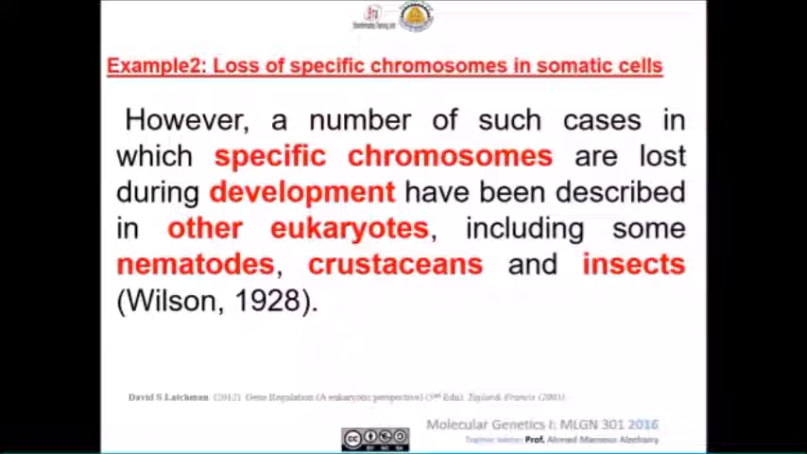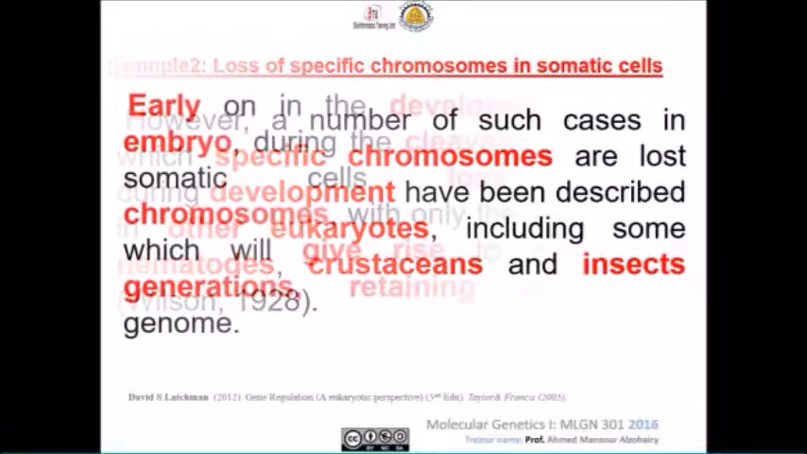However, a number of such cases in which specific chromosomes are lost during development have been described in other eukaryotes, including some nematodes, crustaceans, and insects. In these cases, actually, we see that not the whole nucleus is lost, but only some chromosomes. The other cells will have the rest of the chromosomes. So let's see these cases.